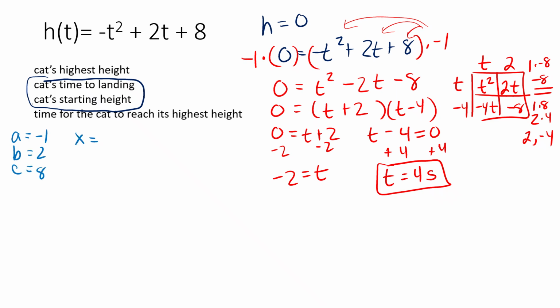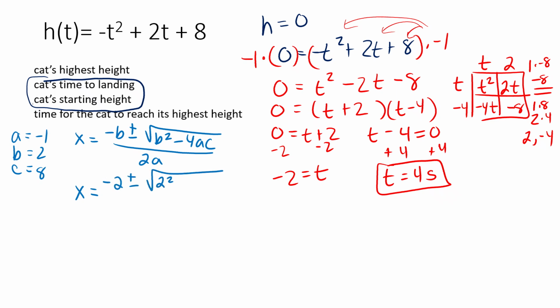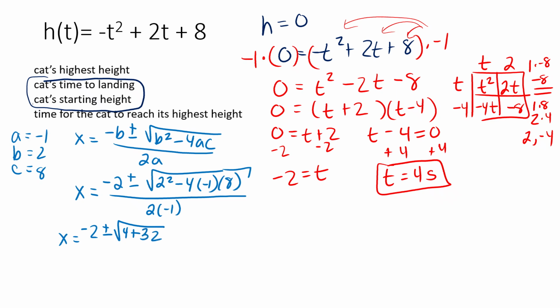The quadratic formula is the opposite of b plus or minus the square root of b squared minus 4ac, all over 2a. So the opposite of 2 is -2 plus or minus the square root of 2 squared minus 4 times -1 times 8, all over 2 times -1. So we have -2 plus or minus... What is that mess? That is 4 plus 32, all over -2.